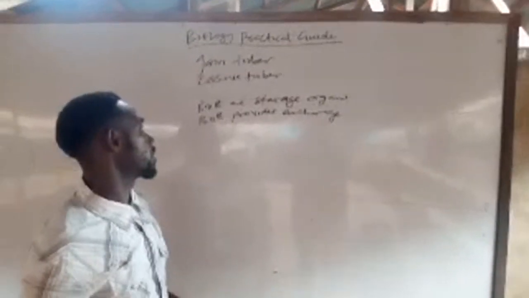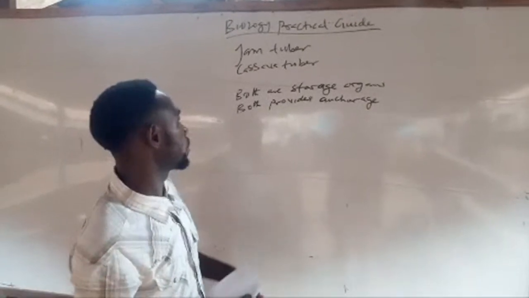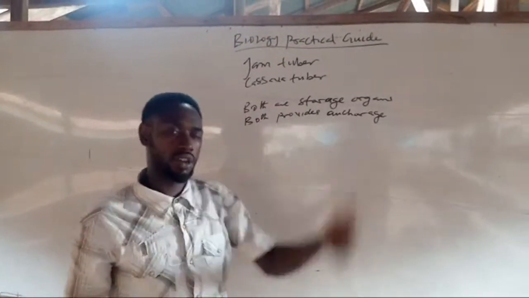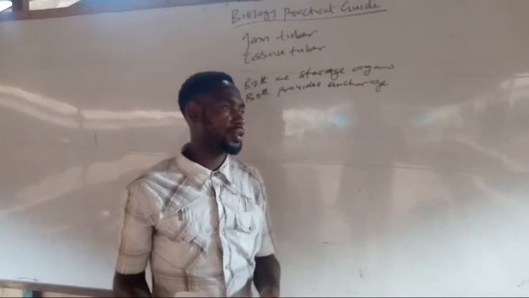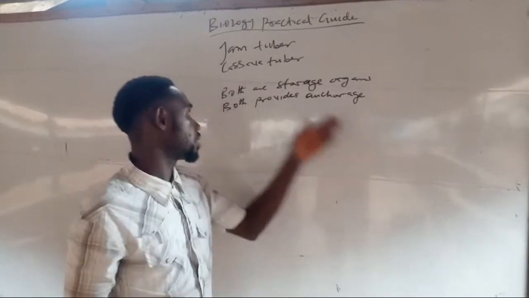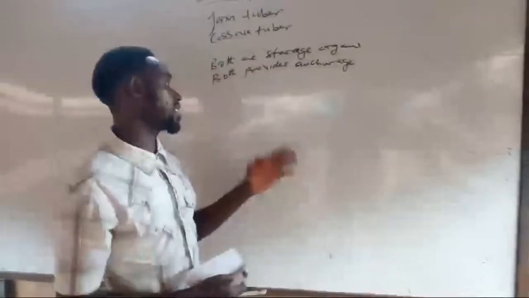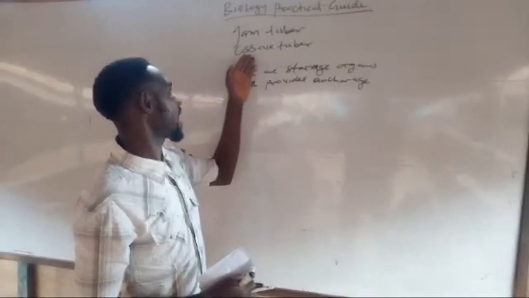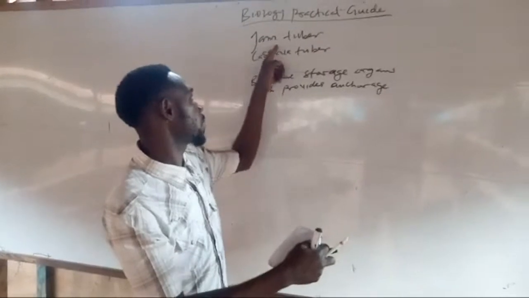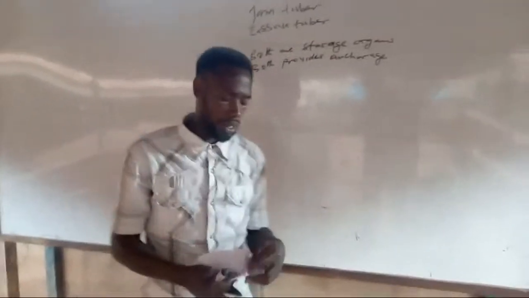Then, the difference between the two is that yam tuber is a stem tuber. The cassava tuber is a root tuber, or tuberous root. In the other way around, yam tuber is not only a storage organ, but a perennating organ, which means the plant can use it to survive from one season to another planting season. But cassava tuber is not a perennating organ. That is a clear difference between them. But the similarity is that both are storage organs, both provide anchorage. Is that clear? The yam tuber's upper part can be planted to give rise to a new plant. But you can't plant cassava.